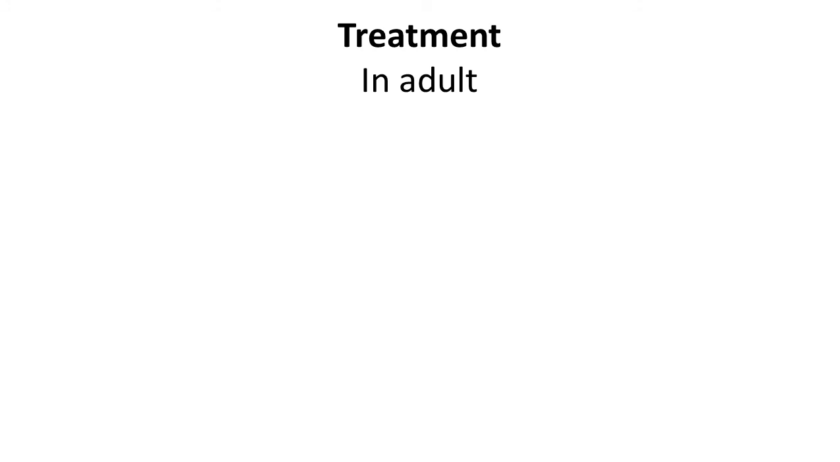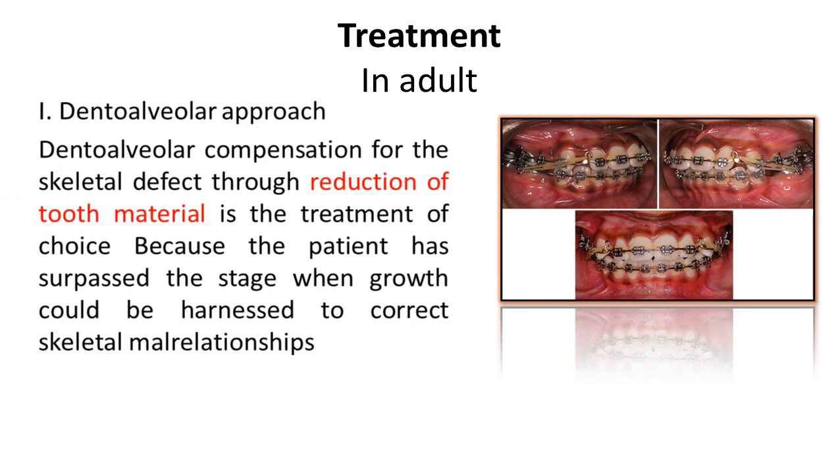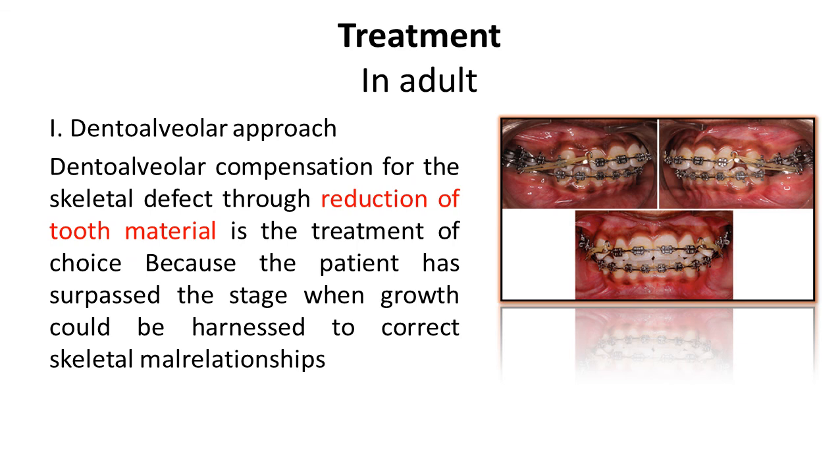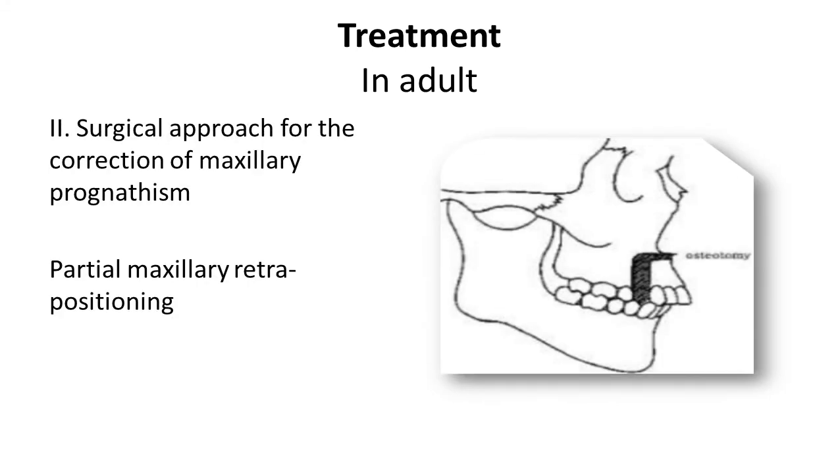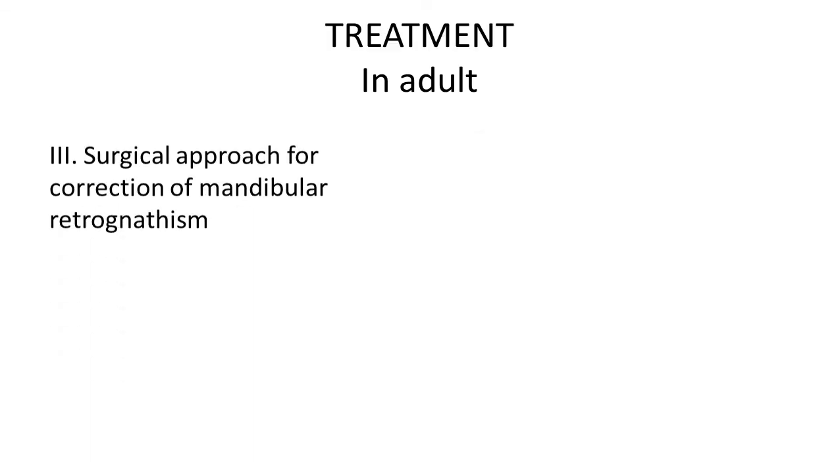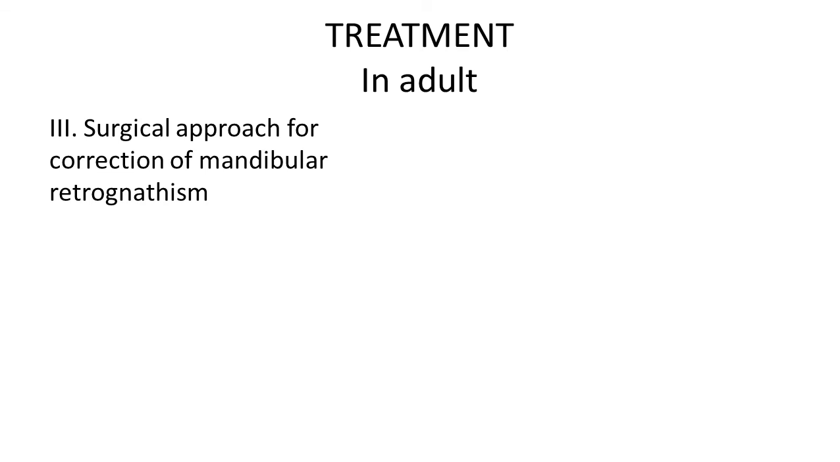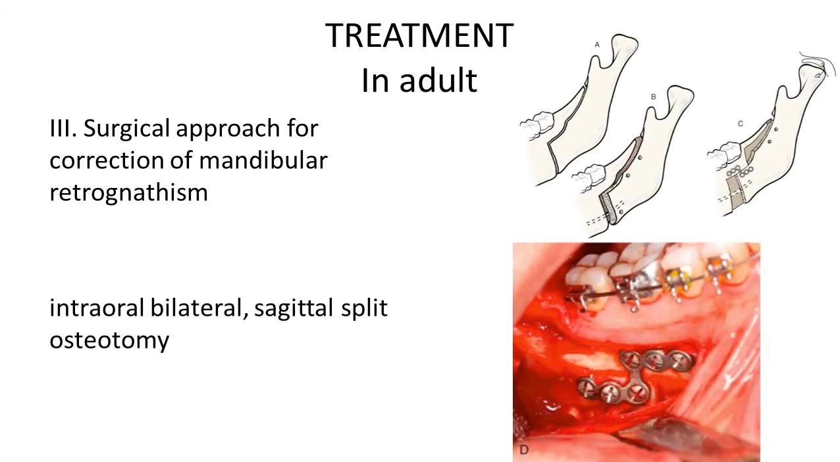Treatment options of Class 2 Division 1 in adults are the dentoalveolar approach. Dentoalveolar compensation for the skeletal defect through reduction of tooth material is the treatment of choice because the patient has surpassed the stage when growth could be harnessed to correct the skeletal malrelationships. Surgical approach for correction of maxillary prognathism, like partial maxillary retropositioning. And finally, surgical approach for correction of mandibular retrognathism, intraoral bilateral sagittal split osteotomy.